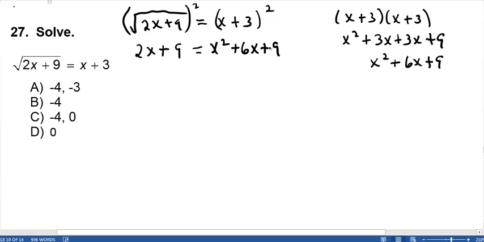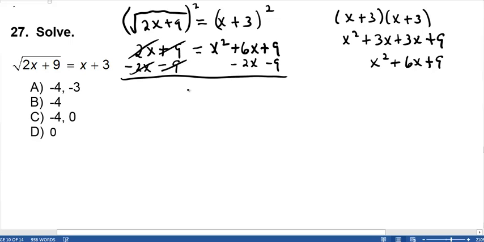Since our resulting equation is quadratic, that means we have a term that's raised to the second power. We need to set the equation equal to 0. So we need to subtract 2x and 9 from the left-hand side in order to set this equation to 0. So on the left-hand side, both terms are eliminated, leaving us with 0 equals x squared. Now we have a positive 6x minus 2x, which is a positive 4x, and positive 9 minus 9 is 0.